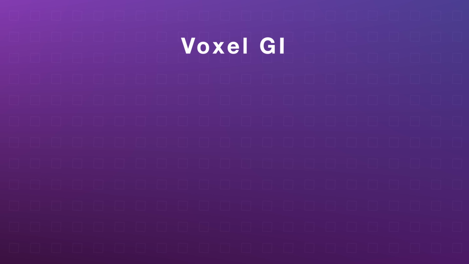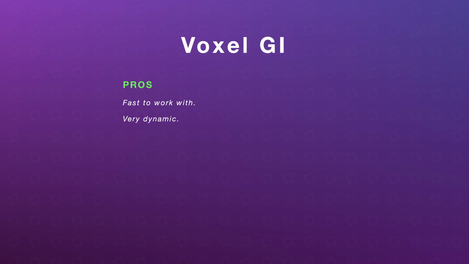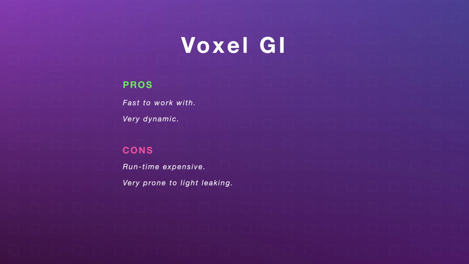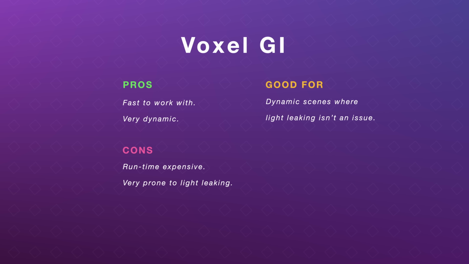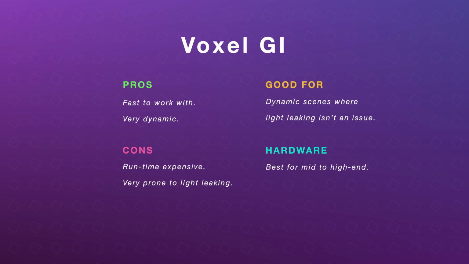So using Voxel GI is pretty flexible, and it handles reflections automatically. The main drawbacks I've found is that it's still quite performance heavy, it's very prone to light leaking, and the result of the lighting is not super accurate. I'd say it's good for dynamic scenes where light leaking isn't an issue, such as outdoors. This is also fine for desktop games, but again, perhaps include a setting so the player can disable it.